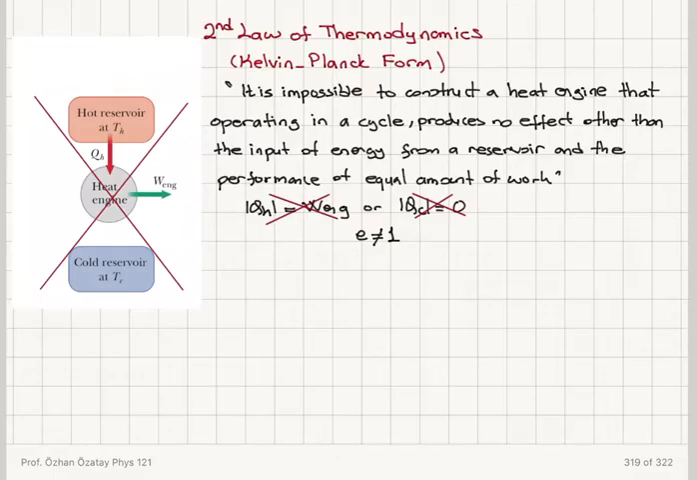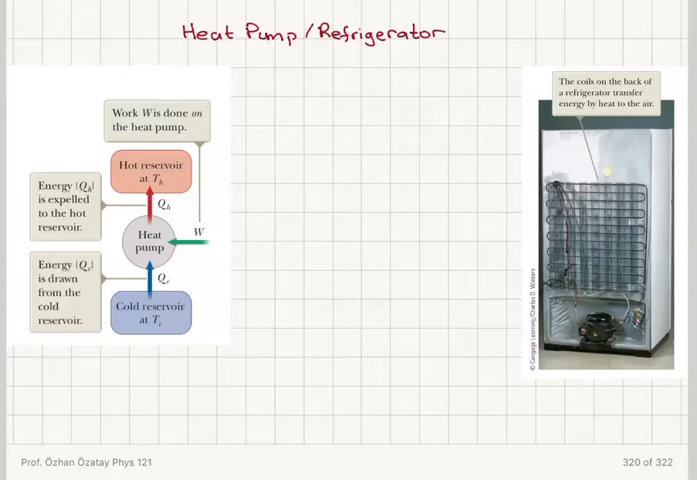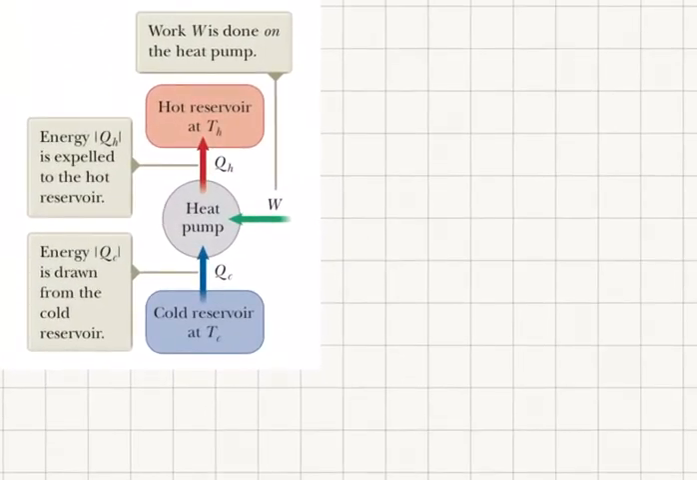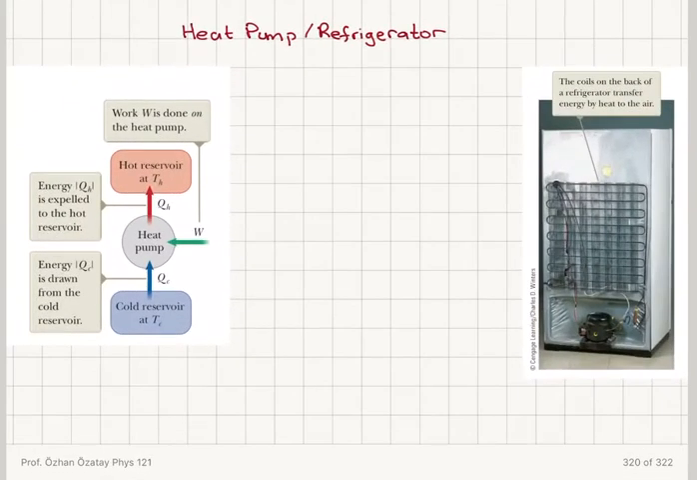Now we have a similar device. It's called a heat pump or refrigerator. It's basically the reverse of the heat engine. You can see that we are doing work on the engine, on the pump. It extracts heat from a cold reservoir and provides heat to a hot reservoir. So that's almost the reverse of the heat engine.